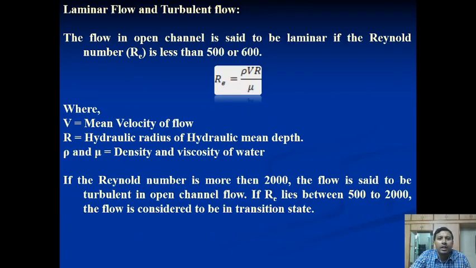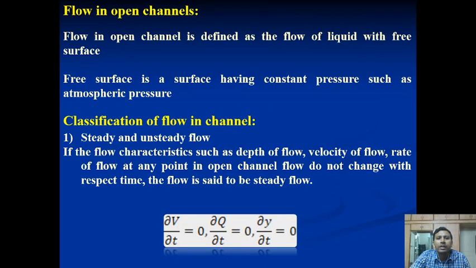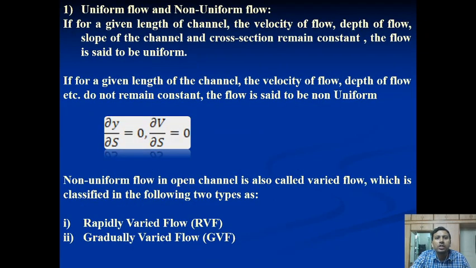So let me recap very quickly what content we have covered. We started from the open channel flow. So what do we say, guys? This is the flow which has a free surface, or which flows under atmospheric pressure, right? So this flow we consider as open channel flow. And again, the flow is classified into steady flow and unsteady flow. Steady flow is where velocity, discharge, and depth of the flow do not change with respect to time. And unsteady flow is totally opposite to steady flow.